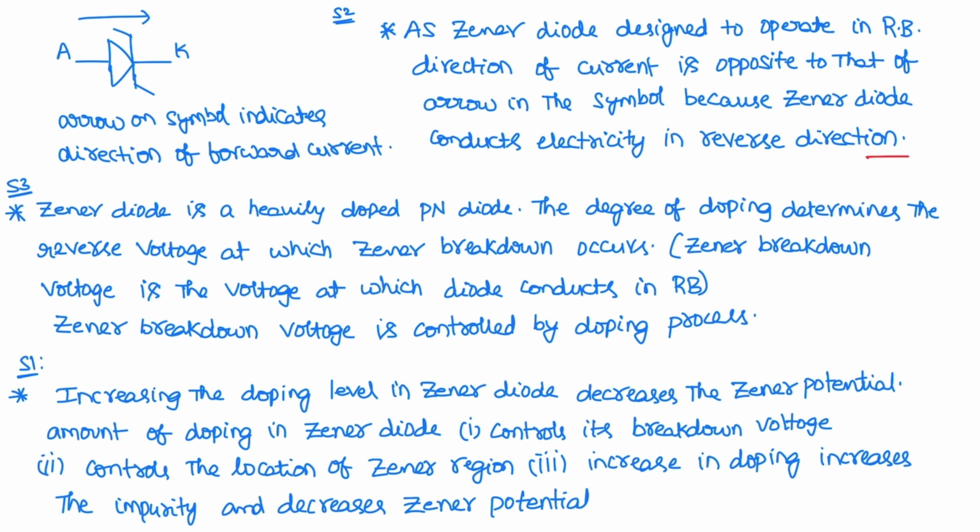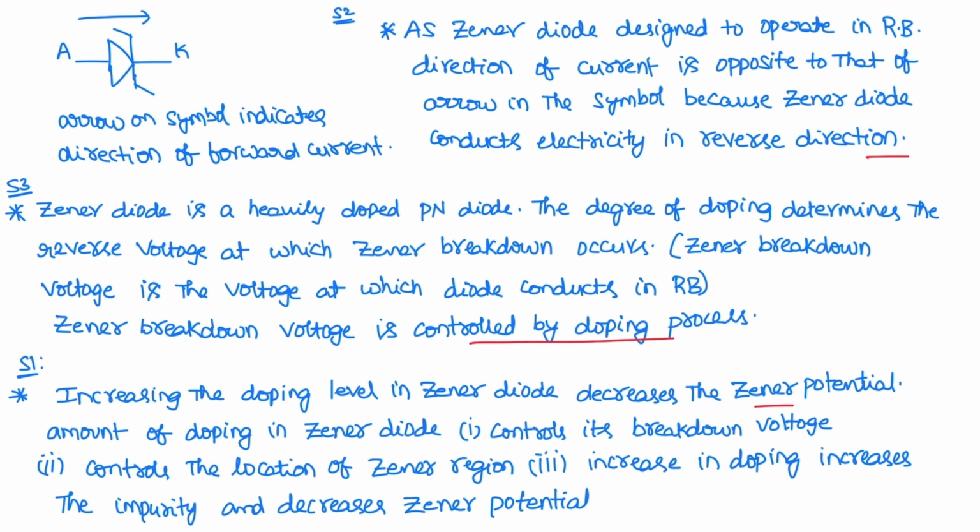Statement 3. A Zener diode is a heavily doped PN junction diode. The degree of doping determines the reverse voltage at which Zener breakdown occurs. So the Zener breakdown voltage is the voltage at which the Zener diode conducts in reverse bias. It is controlled by the doping process, so doping and Zener breakdown are dependent on each other. Increasing the doping level decreases the Zener potential. So if the doping level increases, the Zener voltage decreases.